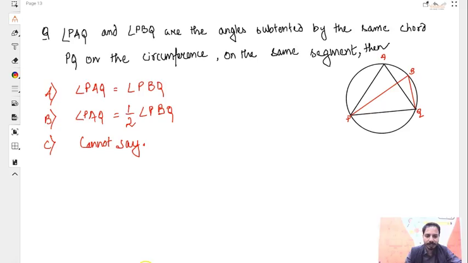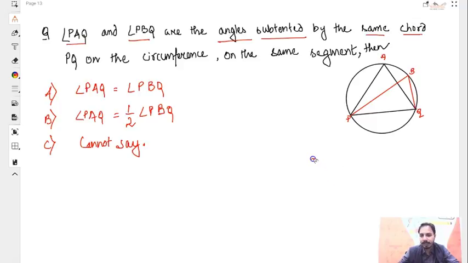So let's go to the next thing. Now let us see some properties related to this. For example, in this particular question, it says that PQ is a chord. Now they're saying that this chord makes 2 angles, PAQ and PBQ. PAQ and PBQ are the angles subtended by the same chord PQ on the circumference on the same segment.